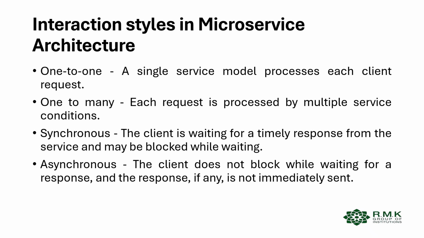The interactions that exist are one-to-one interaction, one-to-many interaction, and synchronous and asynchronous interactions. One-to-one interaction is where a single service instance processes each client request. One-to-many is where each request is processed by multiple services. Synchronous is when the client waits for a timely response from the service and may be blocked while waiting. Asynchronous is when the client does not block while waiting for a response. The response is not immediately sent in asynchronous interaction.